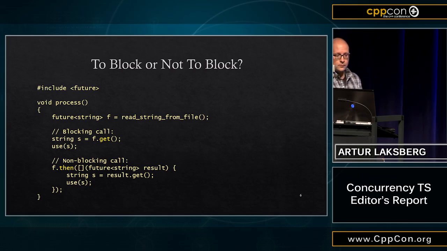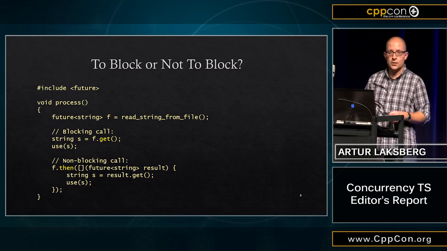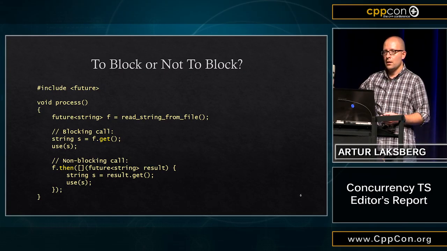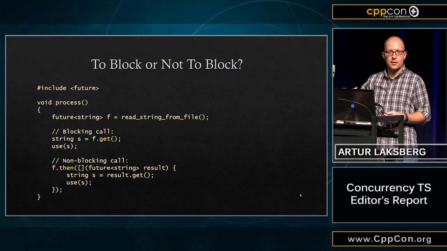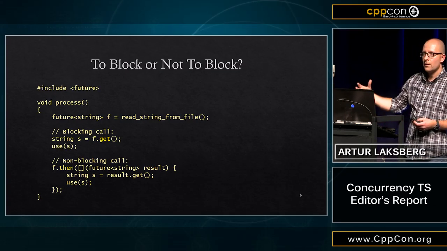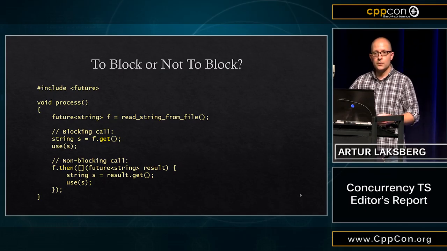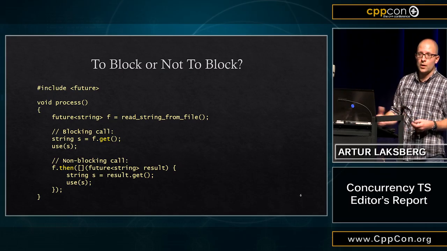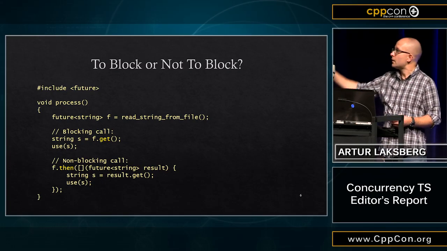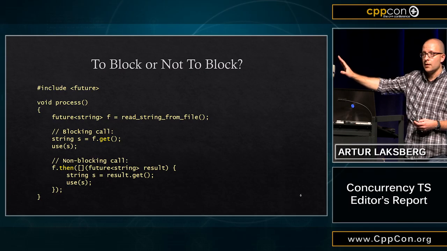And when the value is not immediately available in the future, that call will block the current thread until the value becomes available and then extract the value out of the future. If the calling thread is a scarce resource, which happens, a preferred way to consume that future would be by attaching a continuation to it. And that's the .then method.